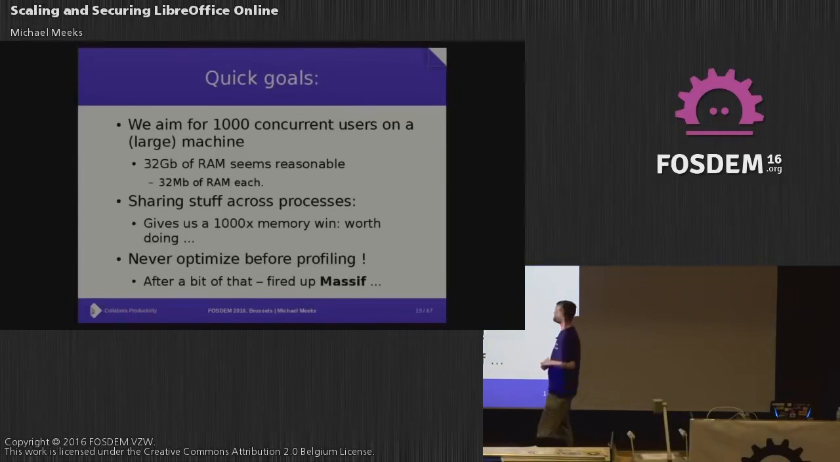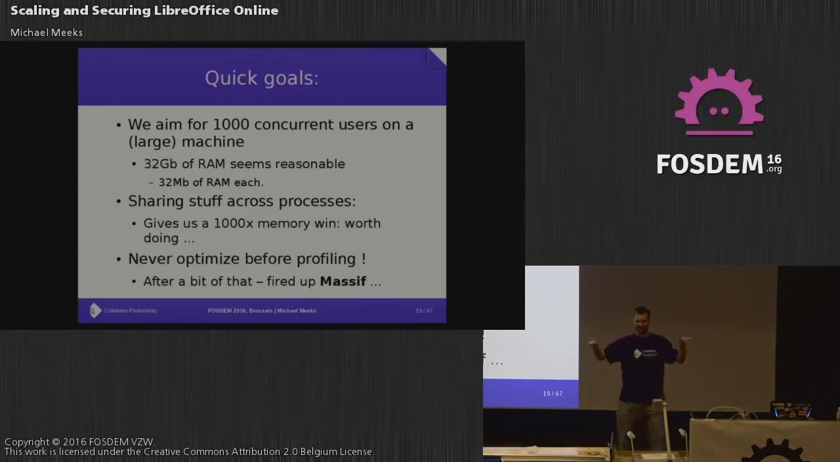So here's my goal. I want to get about 1,000 concurrent users on a largish machine, okay? So 32 gig of RAM seems like quite a small amount of RAM for a largish machine if you're really into big machines. But it seems reasonable. So the nice thing about having 1,000 users is it makes it very easy to divide your gigabytes into megabytes and so on per user. So that's 32 megabytes each. And the corollary of this is pretty simple: if you can share something across multiple users, you get a 1,000-fold memory win out of it.